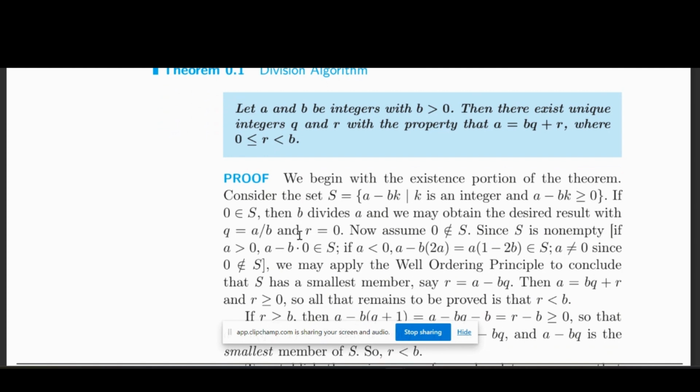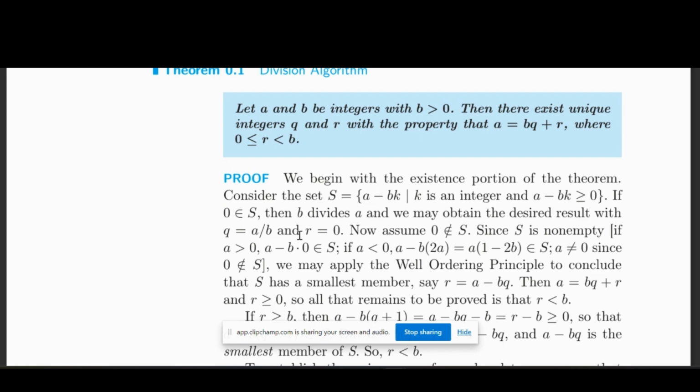Intuitively, we know that 0 is less than or equal to r, or in other words, the remainder is either equal to 0 or greater than 0, and the remainder is less than b, the divisor. And we can know this by plotting it on the number line. If we plot the divisor and the remainder on the number line, we will see that the remainder is less than b. This is our intuitive understanding, but we need the proof.